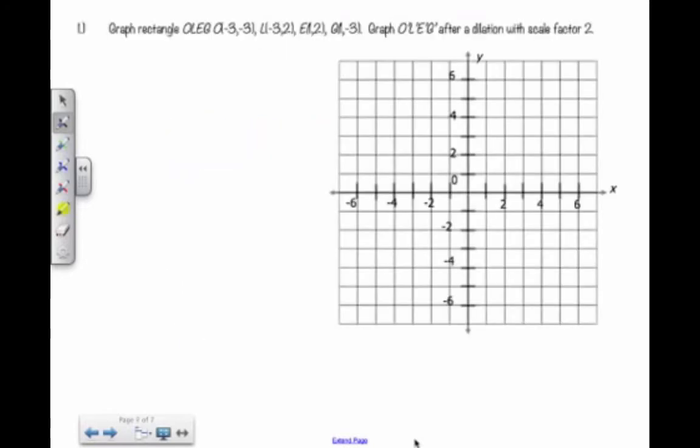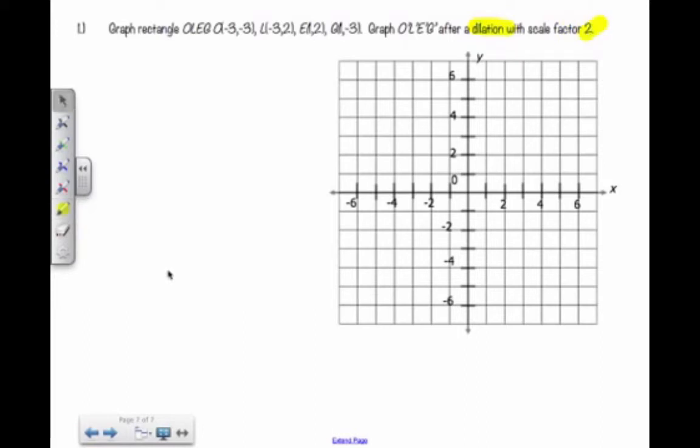All right, so we're going to do one question together. And that question is number 1. So let's go ahead and read through what it says. It asks you to graph rectangle Oleg with the following coordinates. And then it asks you to graph Oleg prime after a dilation. This is really important right here. A dilation with a scale factor of 2. All right, the 2 is extremely important right here.